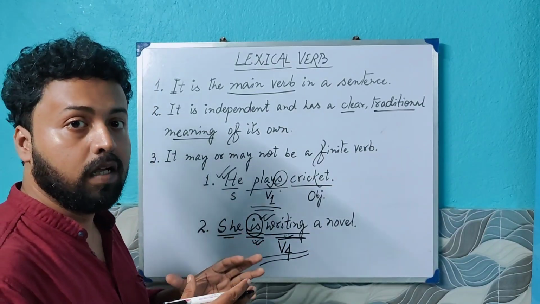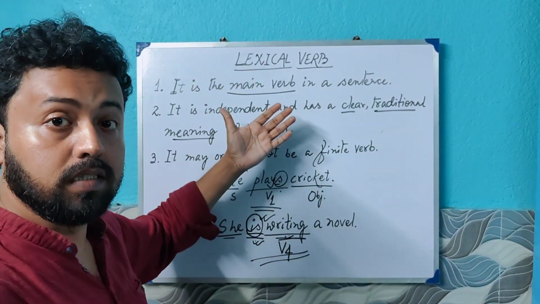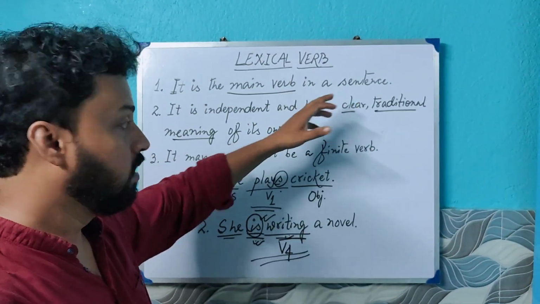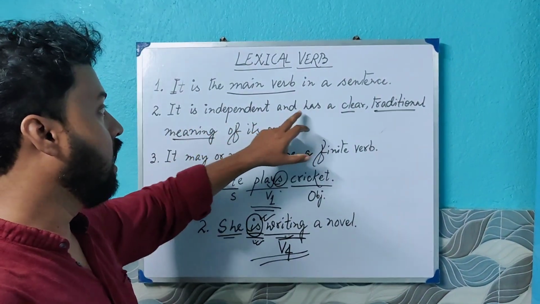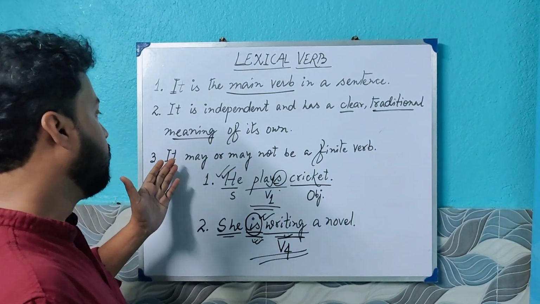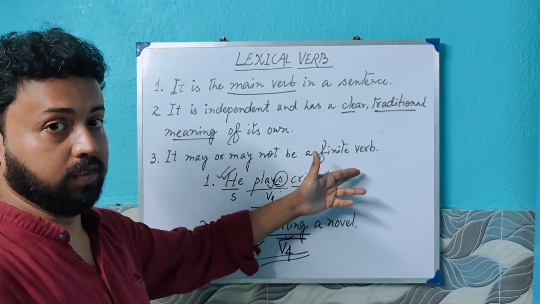So I hope what a lexical verb is now clear to you. It is the main verb in a sentence. It is independent and has a clear traditional meaning of its own, and it may or may not be a finite verb. Okay?